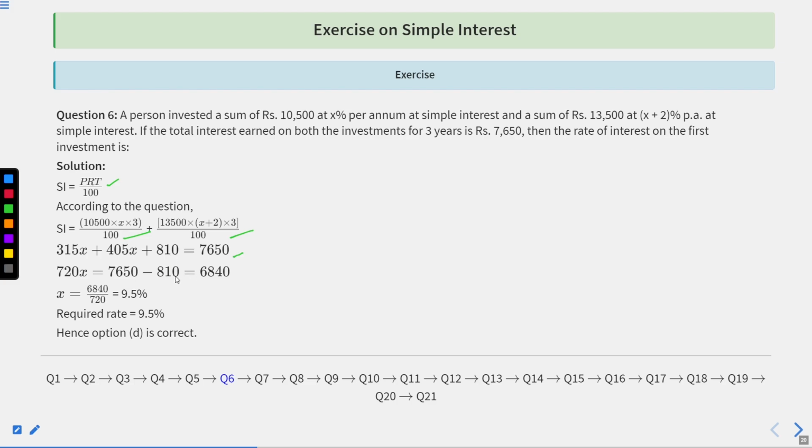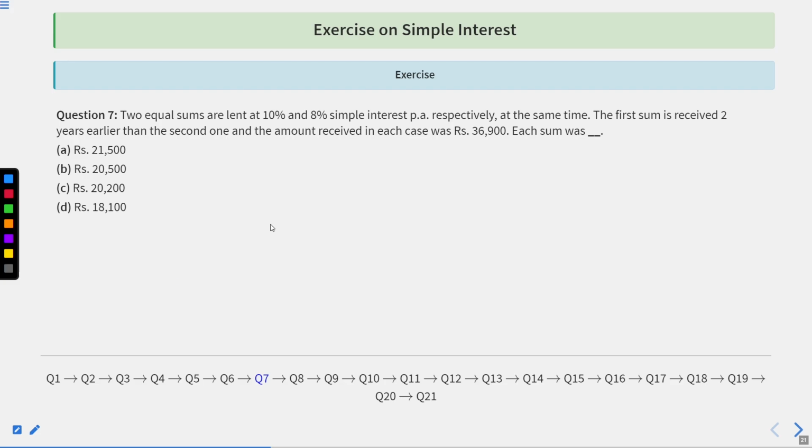So 720x is equal to 7,650 minus 810, that is equal to 6,840. So x is equal to 6,840 upon 720, that is 9.5%. Therefore, the required rate is equal to 9.5%. Hence, option correct here is option D.